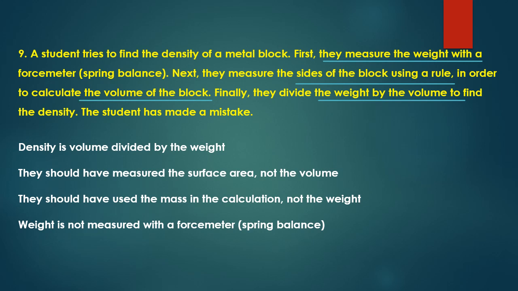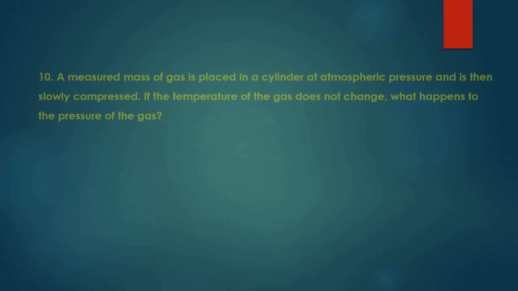In the previous slide, we talked about density, and we said density is mass over volume. And now the student here has divided weight by the volume. Are mass and weight the same? No, they are not. Mass and weight are not the same at all. So you have to actually measure the mass and not the weight, and then the student should have divided the mass by the volume, not the weight. So that is your answer. Let's move on to question 10.